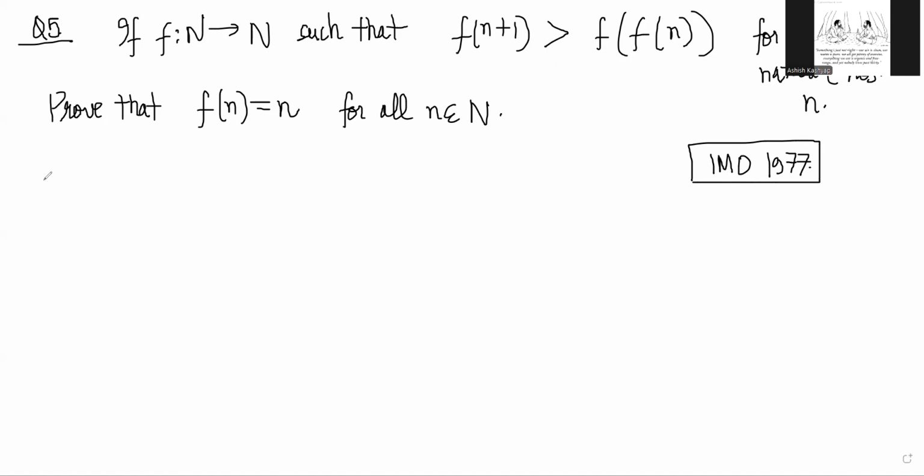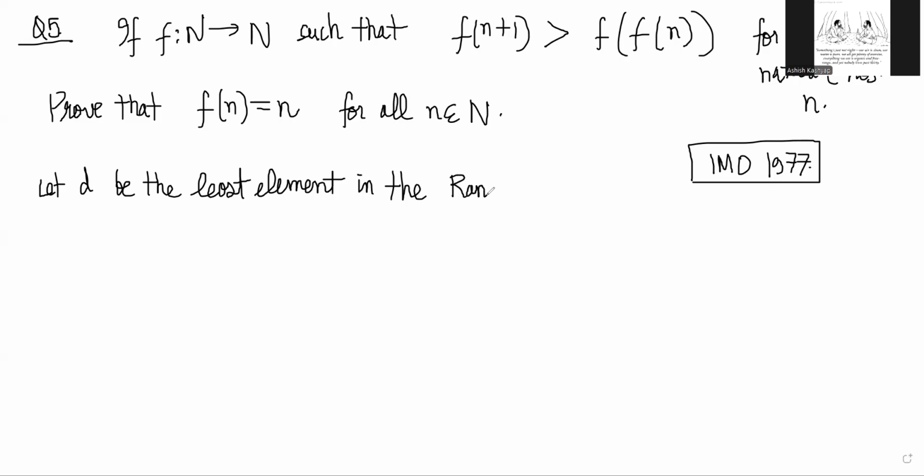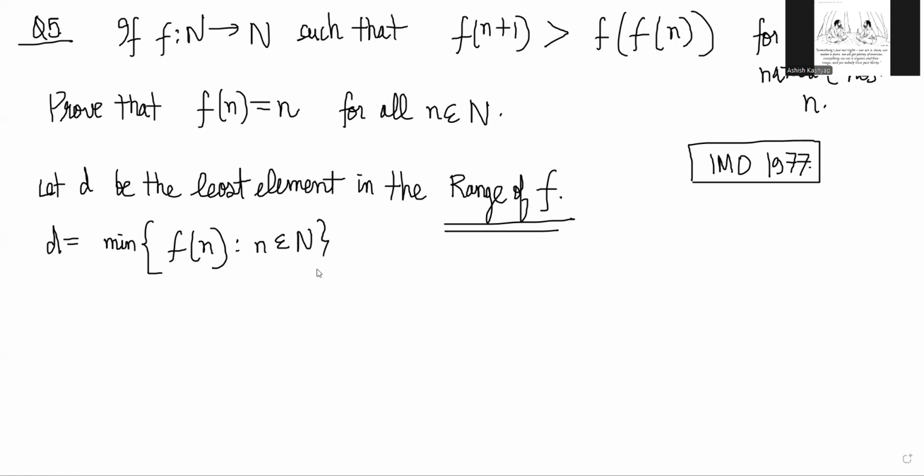So we start off by using the well-ordering principle, and we say let D be the least element in the range of the function, in the range of f. We are guaranteed that the range will have a least element by the well-ordering principle. So D is basically equal to the minimum of f(n) such that n belongs to natural numbers, right? Such an element definitely exists and such an element is unique. That is the well-ordering principle.